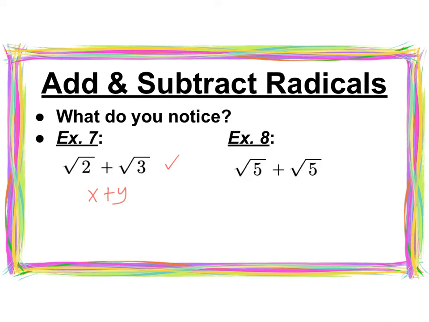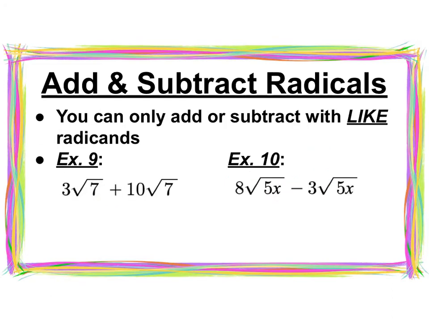However, in example 8, they both have a 5. They have the same radicand, so we can add those together. I have one root 5 and another root 5. Therefore, I have 2 root 5s. Notice I didn't change my radical. It just stays that. And it's the same grouping. So you are basically combining like terms. So when can you add or subtract? When you have the same radicand. So we say like radicands or same radicands. So on both of these you can. So go ahead and add those and subtract them.